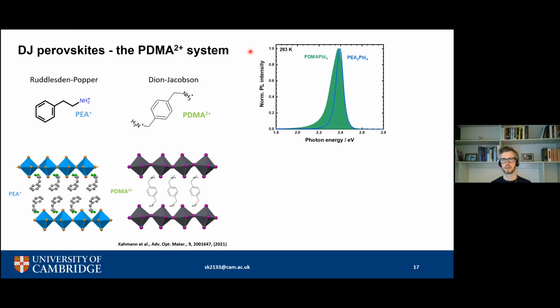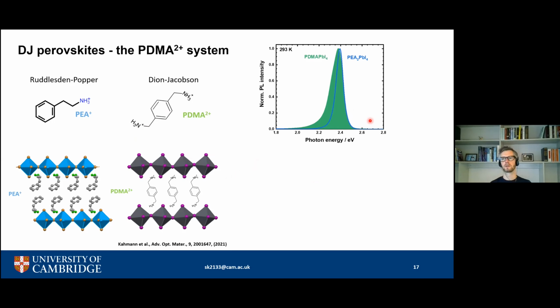Good for us. Again, we just looked at the pure two-dimensional case of PDMA and lead iodide in this case, and we wanted to start by just understanding what's the difference for the photophysics. They look so similar, but then again, there's the second functional group. And if you look at room temperature, the photoluminescence, as you would expect, is actually at a similar peak energy, right?